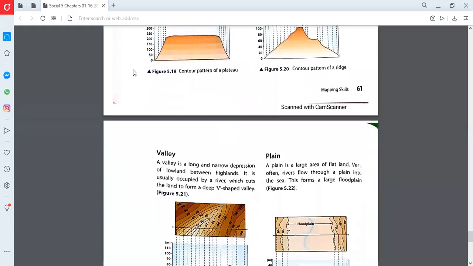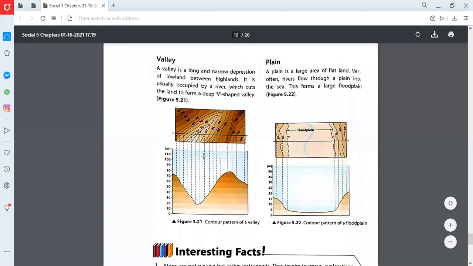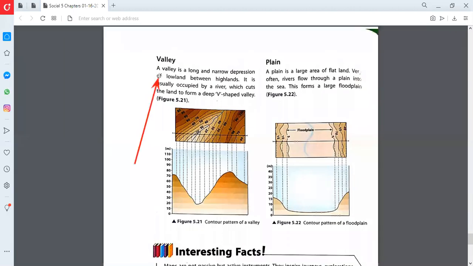On page number 62, everybody open page 62. There is a point regarding the valley. A valley is a long, narrow depression of lowland. If you see in this picture, where is the valley? So the valley is there. Okay, we discussed the types of valleys in the previous lessons, that there are U-shaped and V-shaped. If you see, they are making a V-shaped pattern.